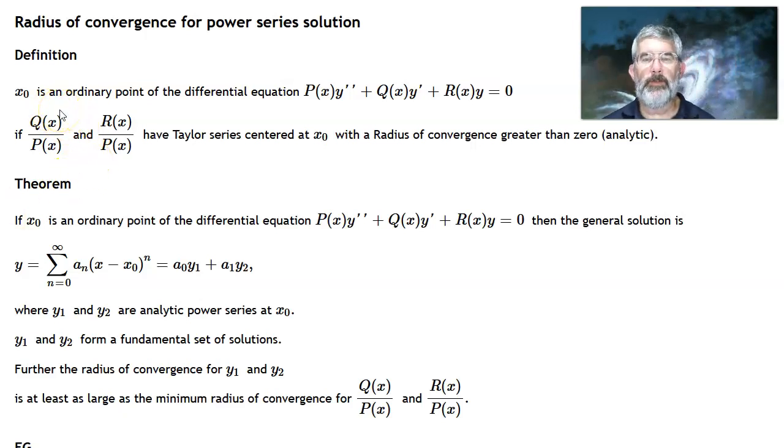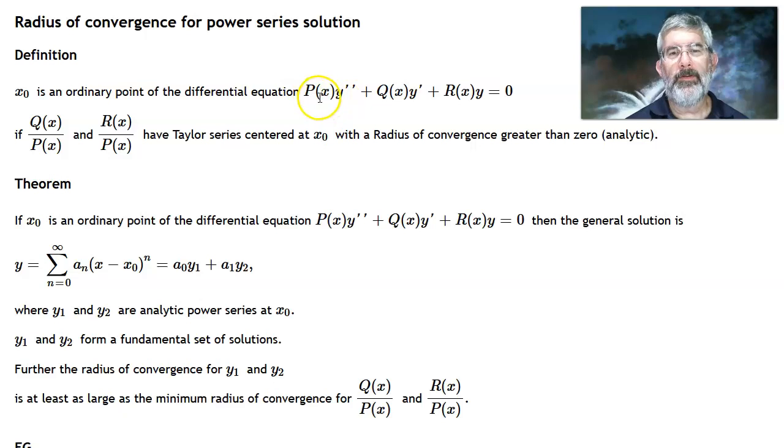x0 is an ordinary point. I think we may have already sort of said an ordinary point. My impression is an ordinary point was a place where p of x is not equal to 0. However, it's a little more than that. So an ordinary point for this differential equation is a point where q divided by p and r divided by p are analytic. That is, they have Taylor series centered at x0, and the radius of convergence is bigger than 0.